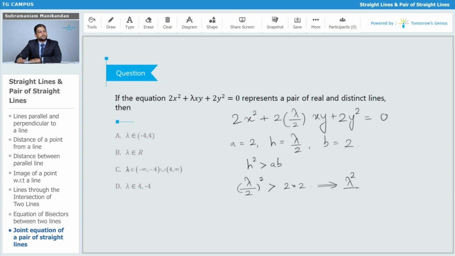Lambda square by 4 is greater than 4. So we get lambda square greater than 16, which gives us lambda greater than 4 or lambda less than minus 4. And thus we get option C, which should be the correct interval for lambda here. So option C is the correct answer.